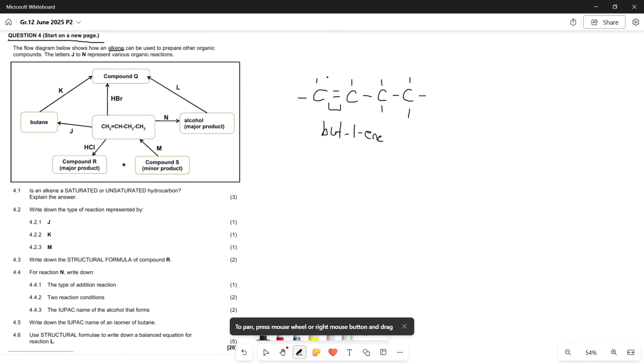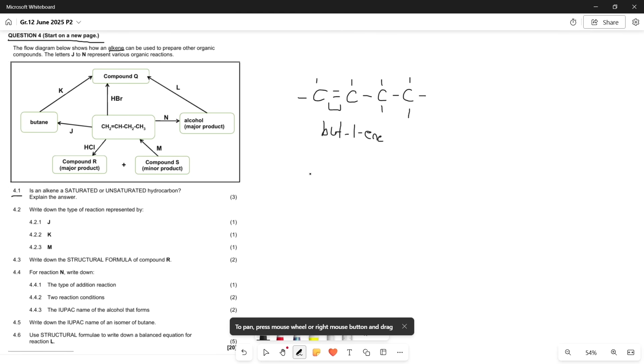So now that we can visualize what alkene we're dealing with, let's move to 4.1, where they are asking the first question having to do with the fact that this is an alkene. So 4.1 says, is an alkene a saturated or unsaturated hydrocarbon? Explain the answer. So 1 mark for the correct answer, and then 2 marks for the definition of whichever answer we pick, provided it is correct.